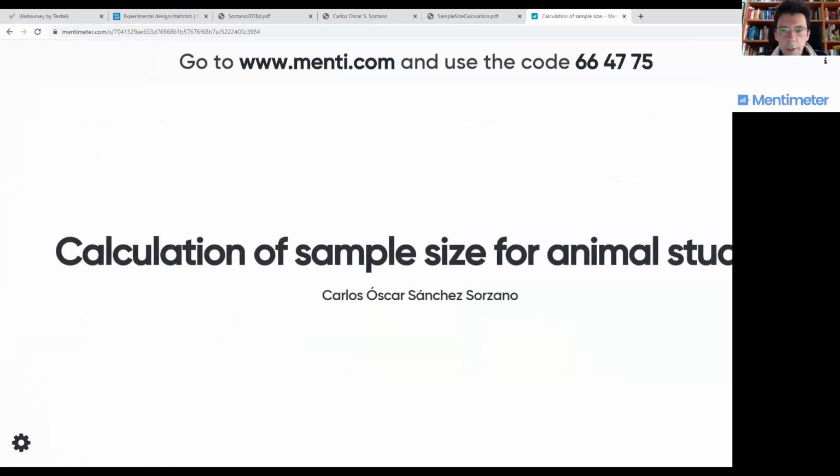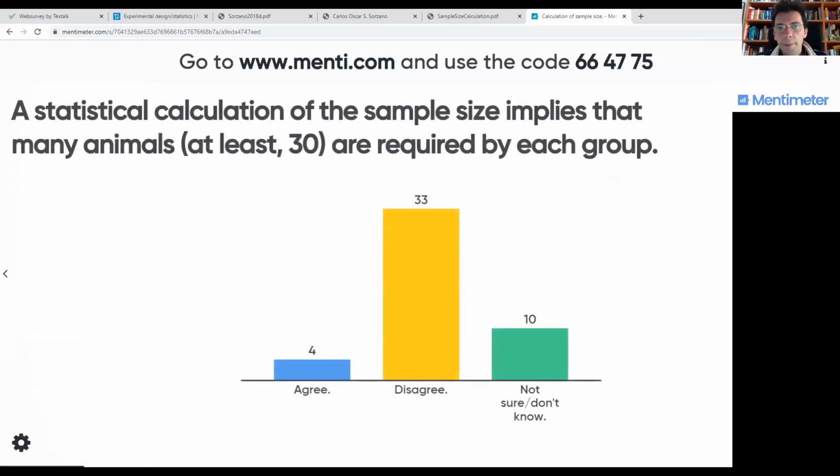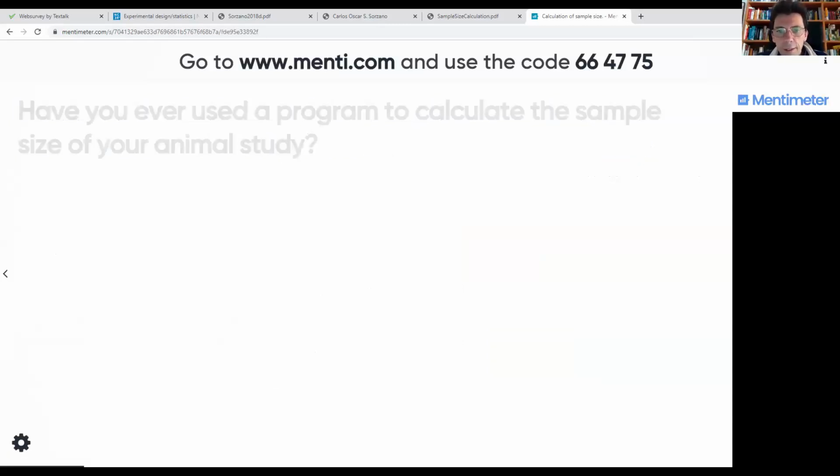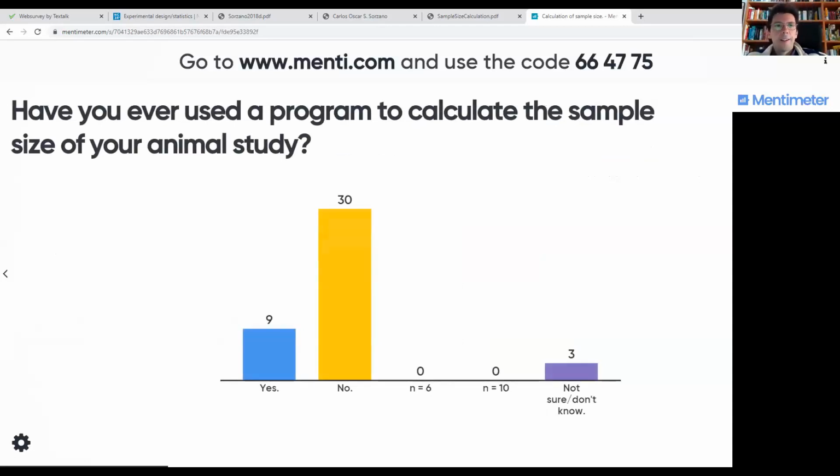Sorry. Okay, so let's see the first one. So most of you disagree that the sample size implies many animals. That's good. Let's see the next one. Have you ever used a program to calculate the sample size? Now I think you are more convinced that you should at least somehow calculate it in some way.